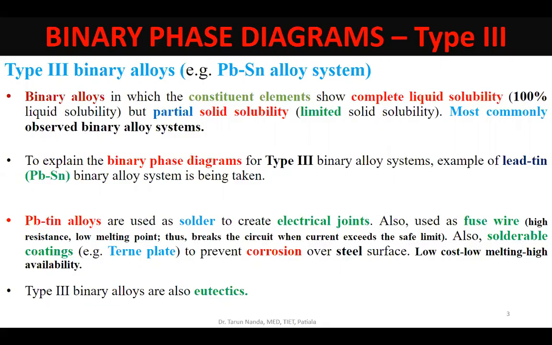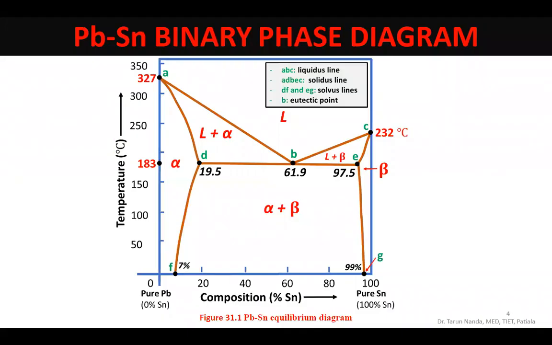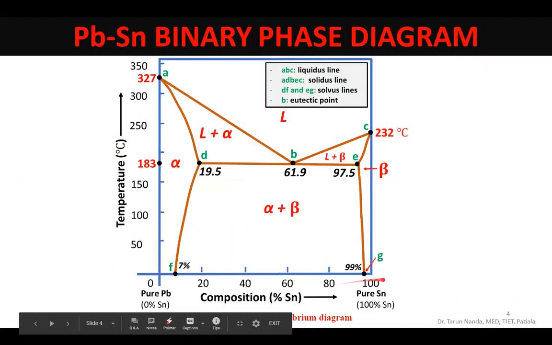In type 3 binary alloys, the eutectic temperature is 183 degrees centigrade, and 61.9 percentage tin alloy is the eutectic composition. So this shows the labeled lead tin equilibrium diagram. We have pure lead on this side and we have pure tin on the other side. So we have zero tin here and we are increasing tin content from left towards the right.